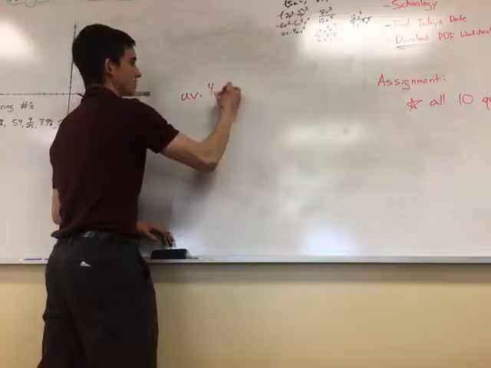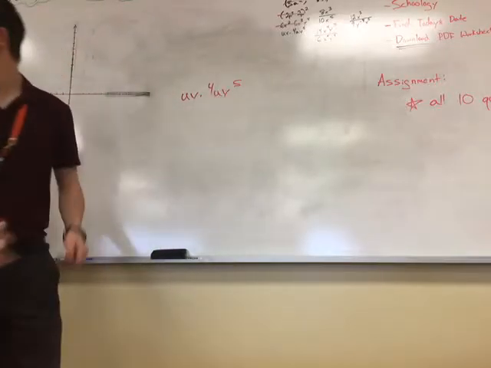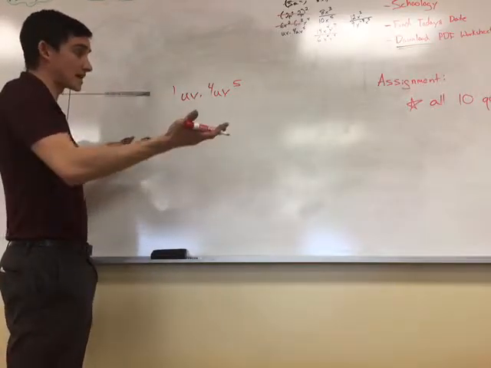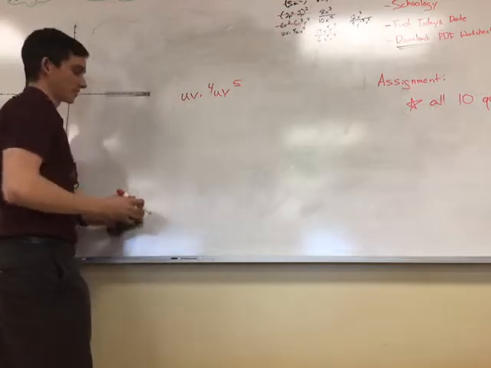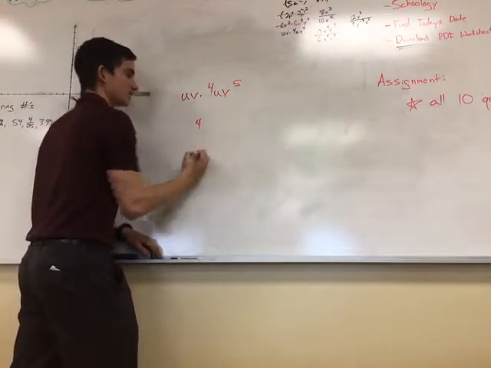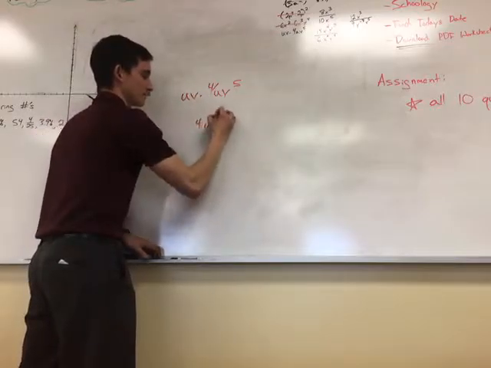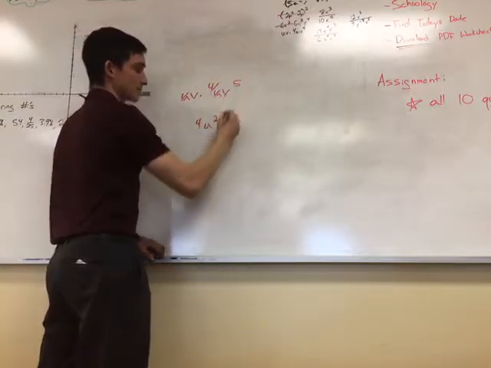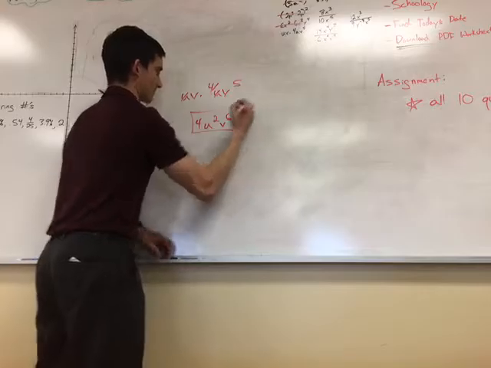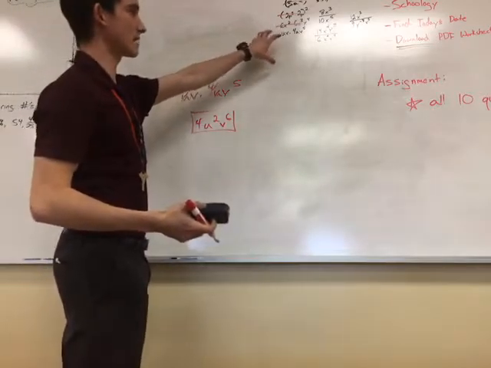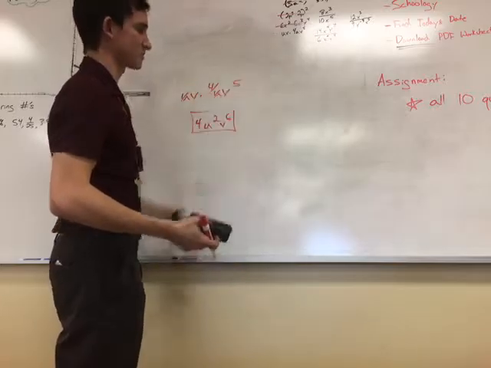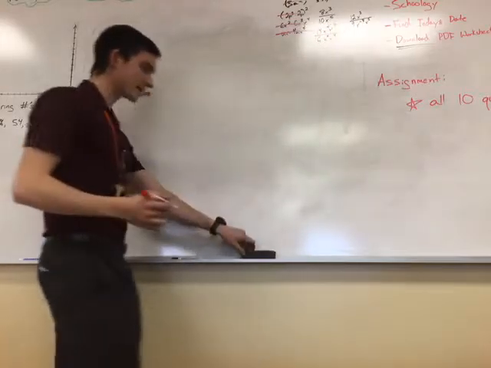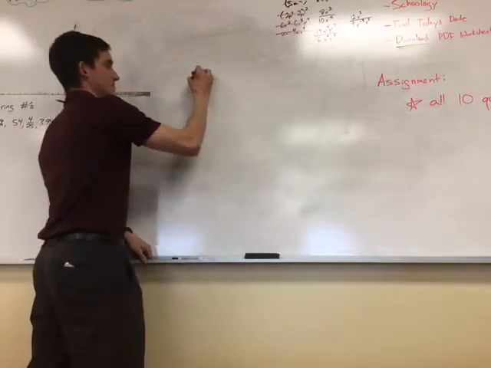uv times 4uv to the 5th. Okay, so I'm multiplying the numbers together. I have 4 times, well, you can kind of just imagine a 1 being there. It's an imaginary 1, but most of the time people don't put that. So it's just 4 times 1, which is 4. Okay, u times u is u squared. v times v to the 5th, so that's v to the 1st times v to the 5th is v to the 6th. Again, if you don't understand this, go ahead and type in something like multiplying expressions with exponents in YouTube and watch some videos.